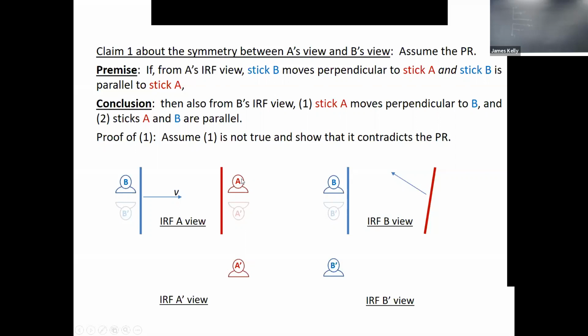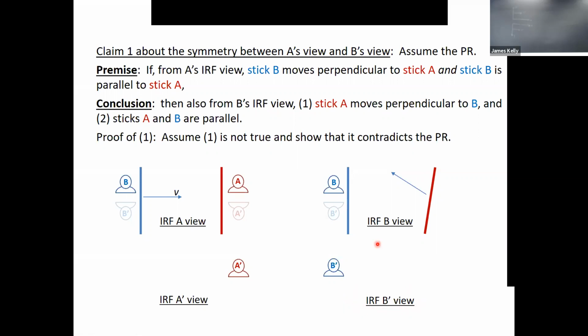And what I want you to do is, instead of drawing things from the point of view, when I say IRF A view, that means the inertial reference frame point of view where that stick A is at rest. So here's A's view. Now we're going to draw it from A prime's point of view, where still this stick is at rest, but we're viewing it from an upside down point of view. And it doesn't seem like a very profound change, but it's going to allow us to prove that the principle of relativity is contradicted.